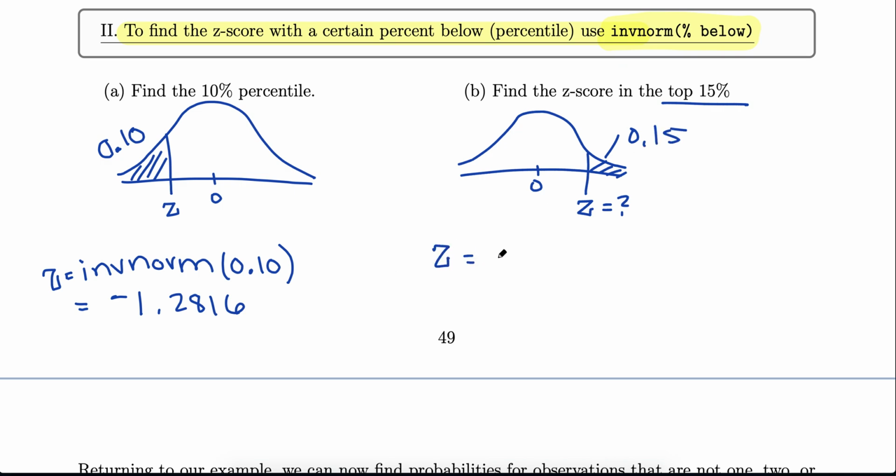So we're going to do z is equal to inverse norm. And be very careful, we said our argument needs to be the percent below. So 15% above in the top part of the distribution means the bottom part of the distribution has 85%, just using that complement rule. And if you do that, you're going to get 1.0364, which kind of makes sense from our picture. All right, keep your calculators handy. We're going to put all this together in our next example.